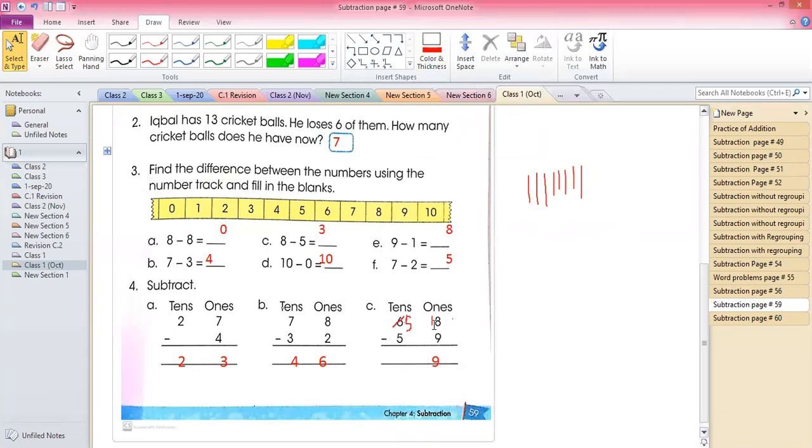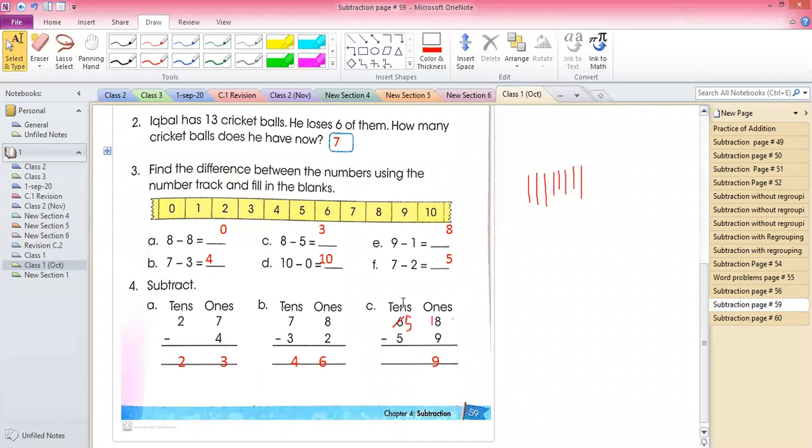This was 8 and this was 9. So you have to subtract 9 from 8. You cannot, because 8 is smaller than 9. In that case, what will you do? You will go to the tens and ask for 1. There are 6 tens. When 1 ten is given, it becomes 5. The 8 gets 1 ten, so 1 ten and 8 ones makes 18. Now you have to subtract 9 from 18. Draw 18 lines, cut 9 lines, and you will get the answer 9.